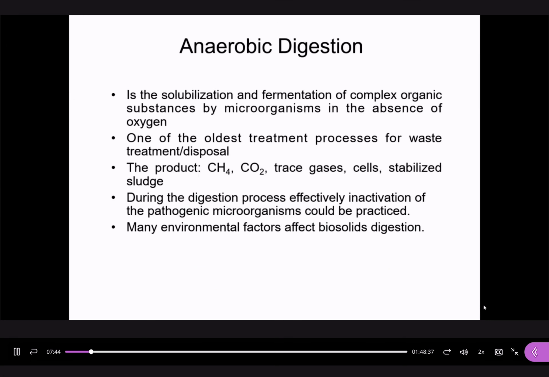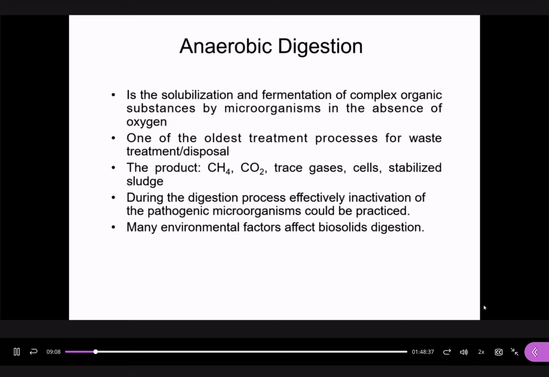But very similar to aerobic treatment of wastewater, we can harness the power of anaerobic microorganisms to have the anaerobic digestion or anaerobic treatment process for wastewater treatment. Let's directly come to the concept. Anaerobic digestion: solubilization and fermentation of complex organic substances by microorganisms in the absence of oxygen. So there are two steps, right? The first step is solubilization. What is that? Hydrolysis. Right? So the organic matters react with water, and it becomes soluble.